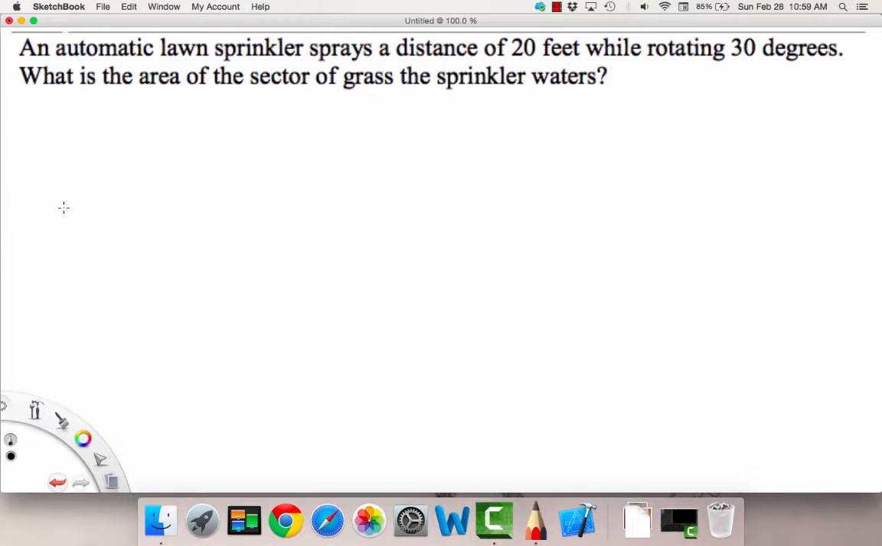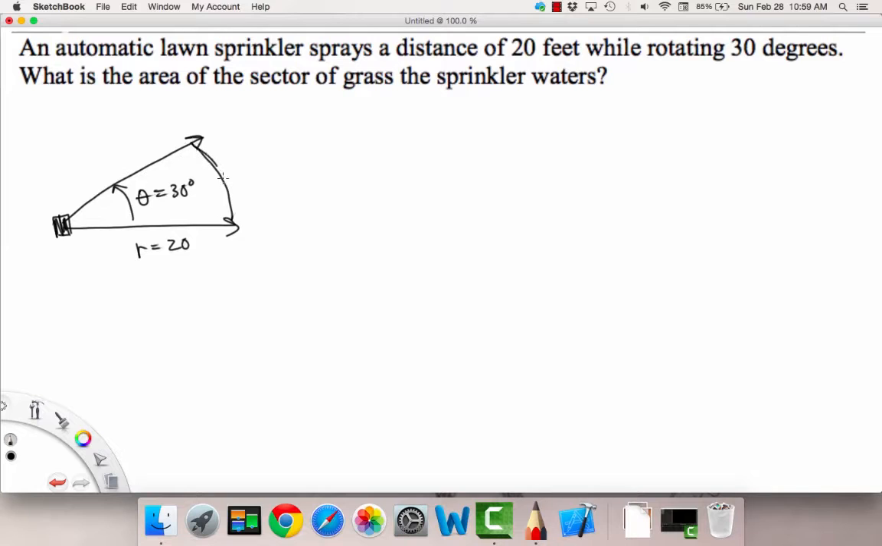So if we visualize it here, let's say we have a sprinkler. I'm just going to draw a little square. Okay, so here's the sprinkler, and it says it sprays a distance of 20 feet. So this is like r is equal to 20. And then it says it rotates 30 degrees, so this theta is going to be 30 degrees, right? So let's say we have something like that.